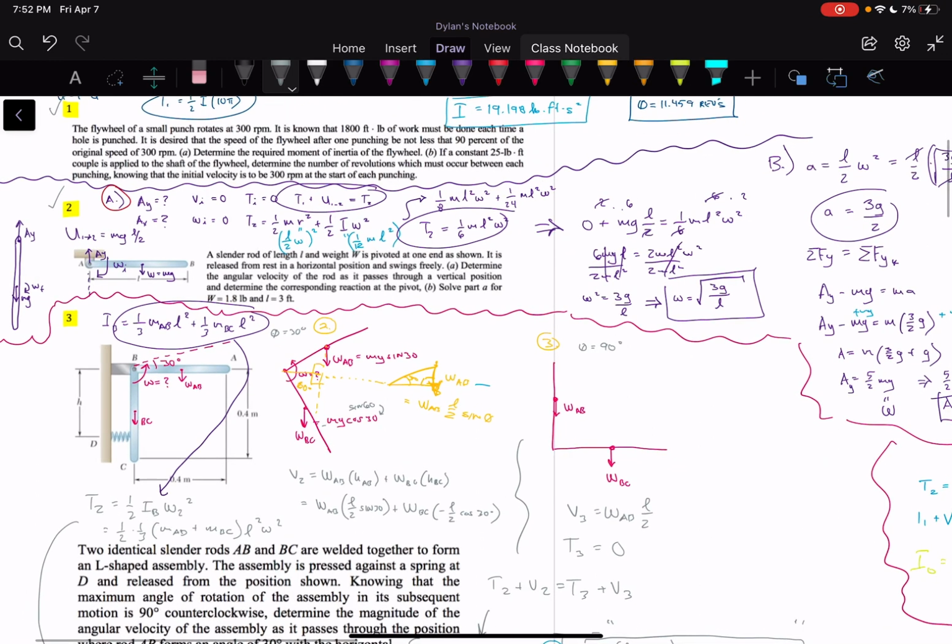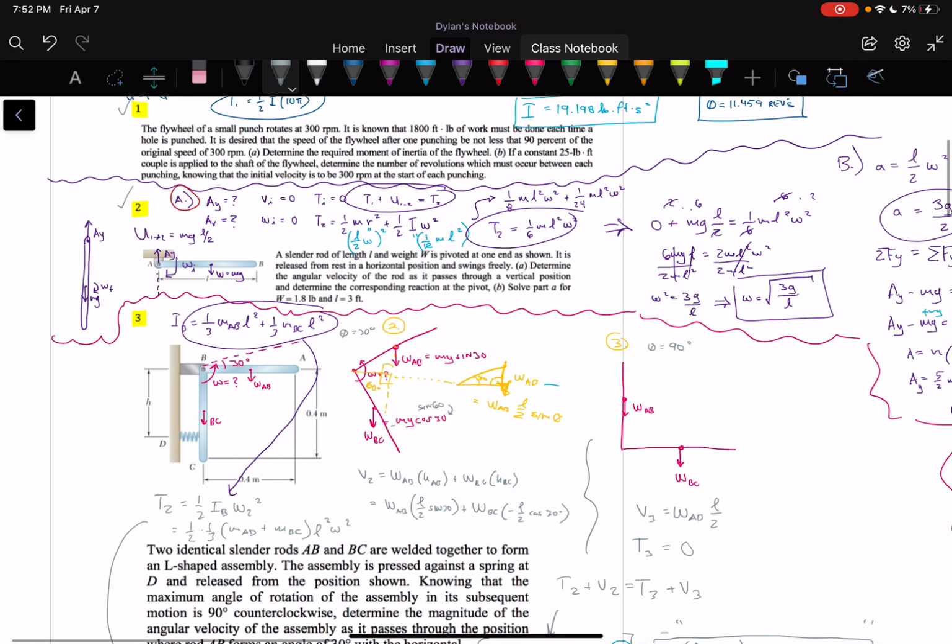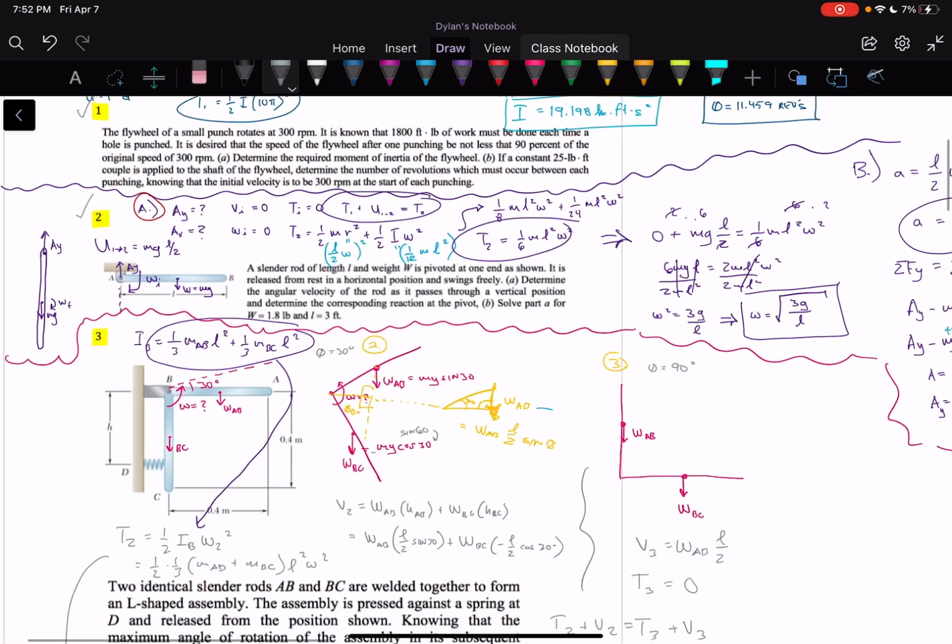And then 2, the slender rod, it wants us to determine the angular velocity at different positions. So at position 1, we need to find our kinetic and potential energy, and position 2, we also do. And I drew it over here to the left, and from that we put everything in terms of just L, since it gives us that.